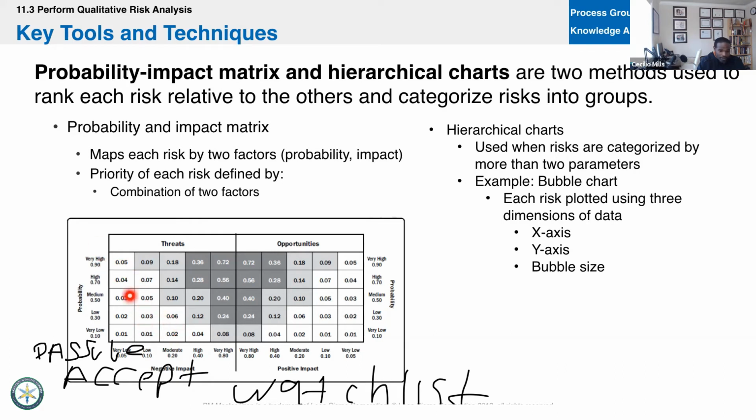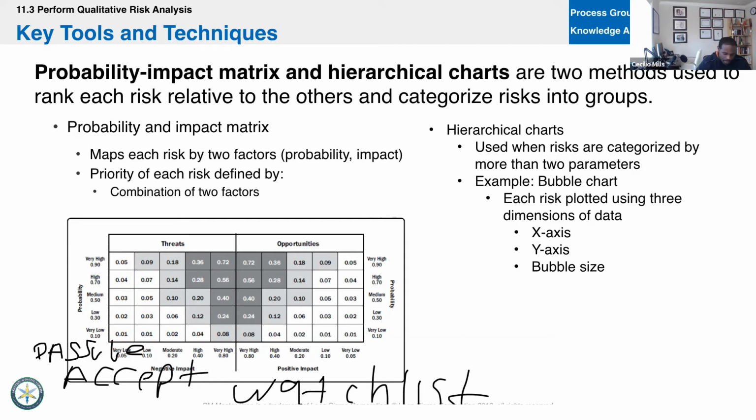Anything from, say, what's the probability that somebody's going to show up late to the project? Oh, very high, more than 90% chance. What's the impact? Very low. Okay, so that's what we do, all the way from there down to here. We put these on the watch list. So we passively accept. We put them on a watch list.